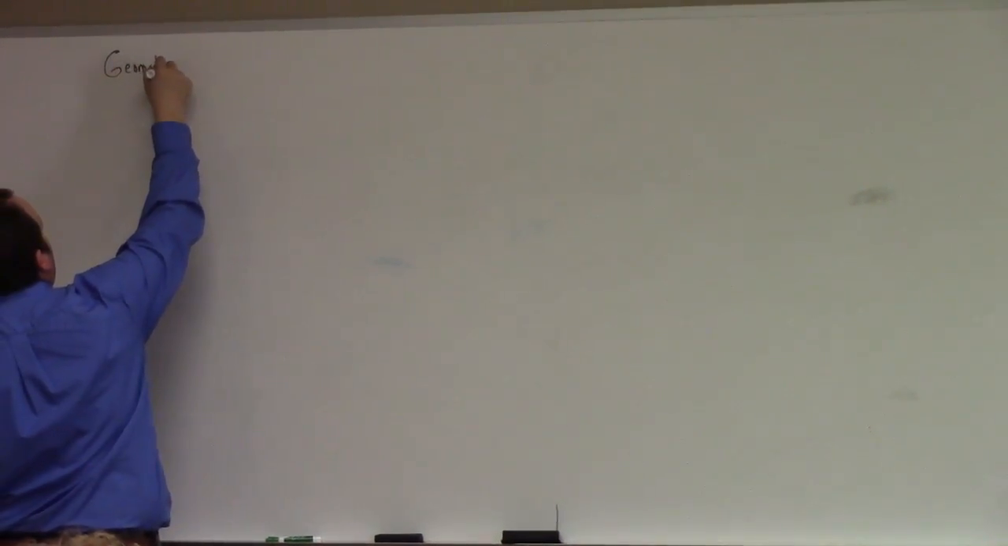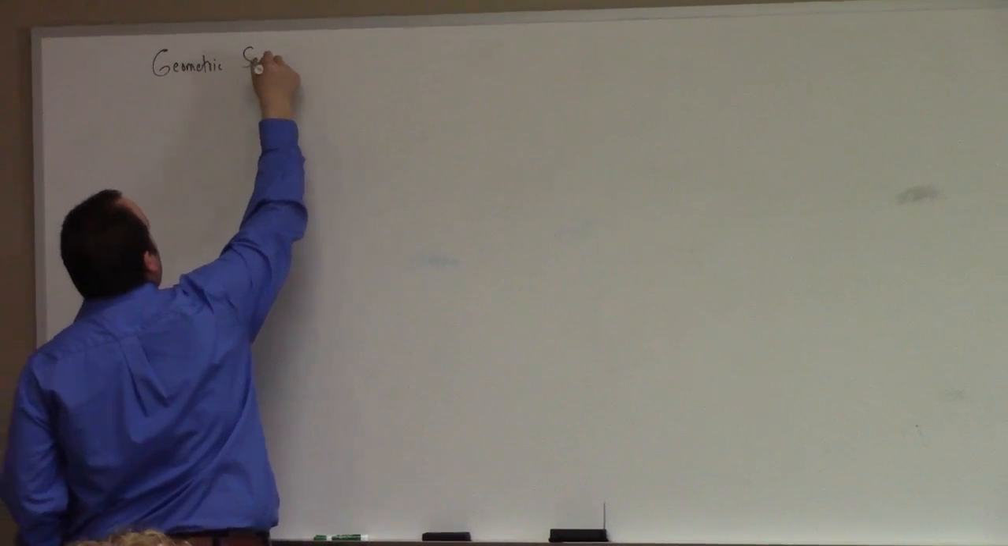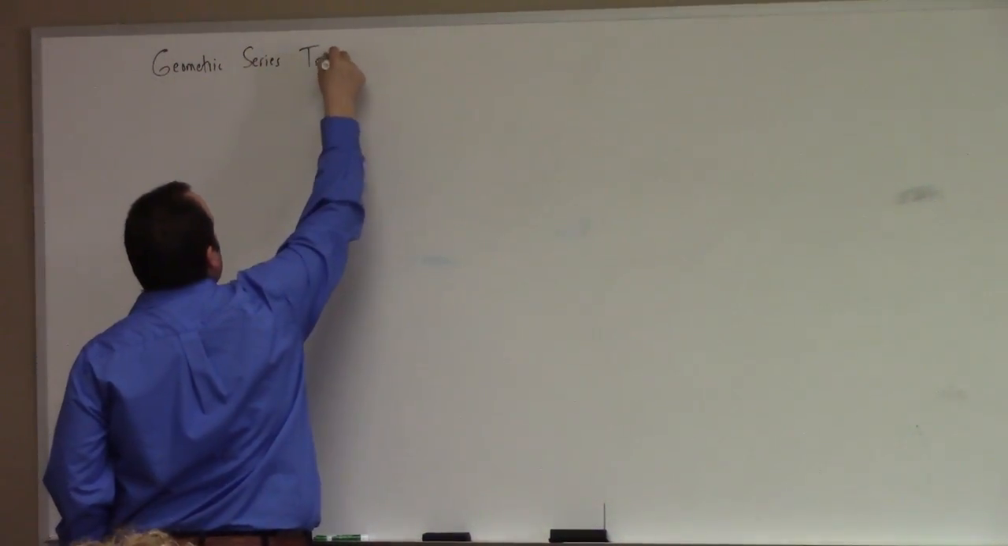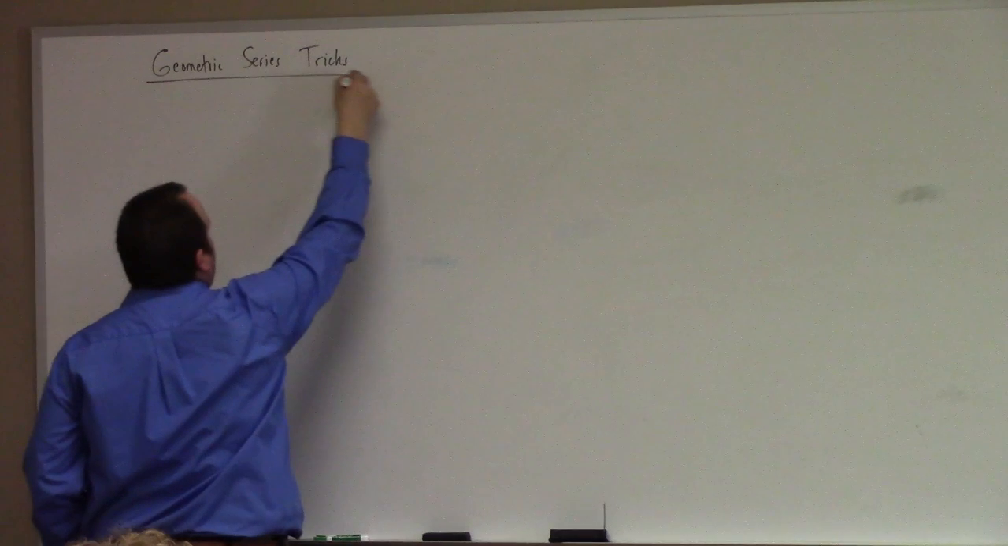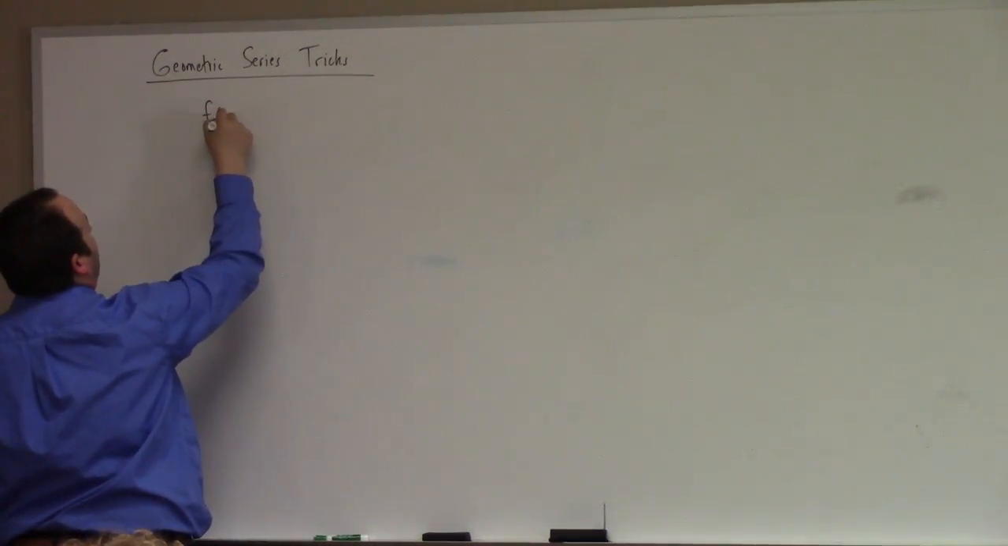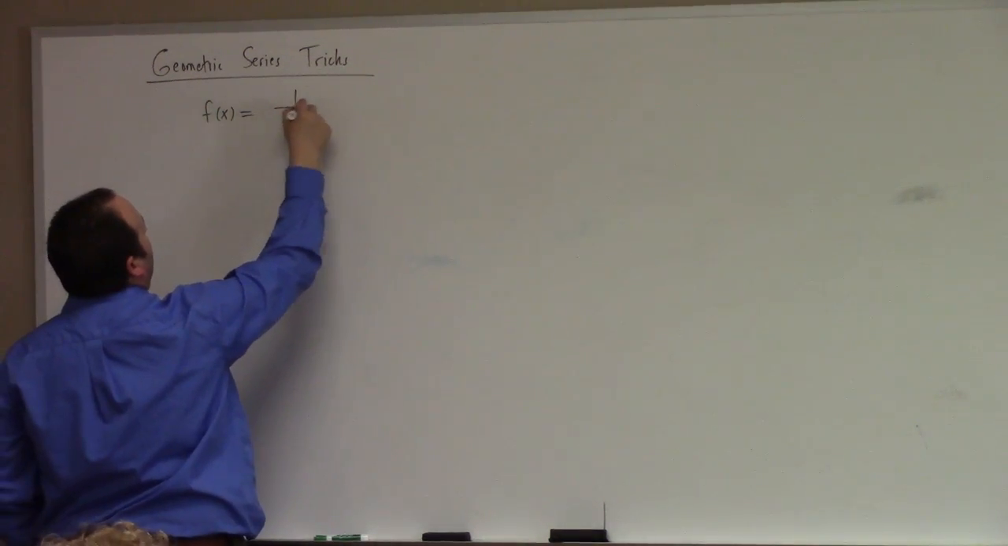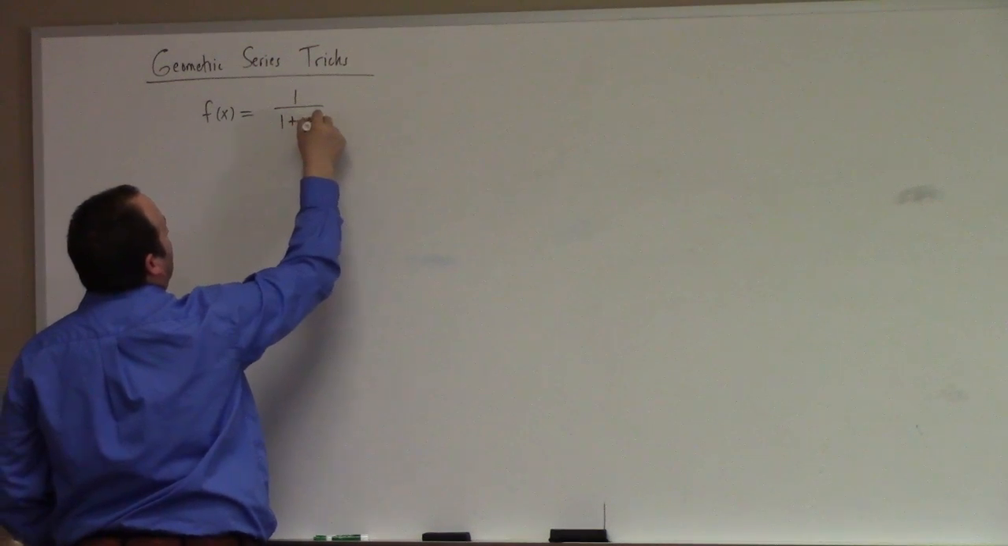Geometric series tricks. Start out small. f of x is 1 over 1 plus x squared.